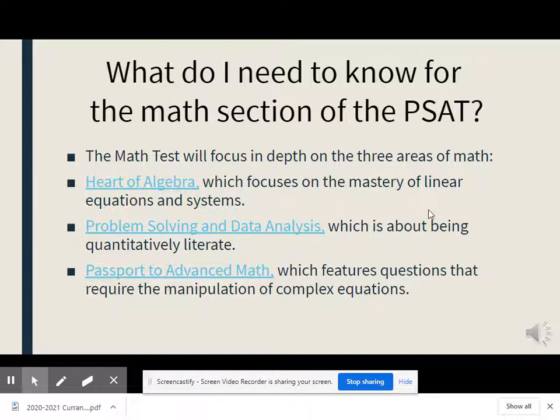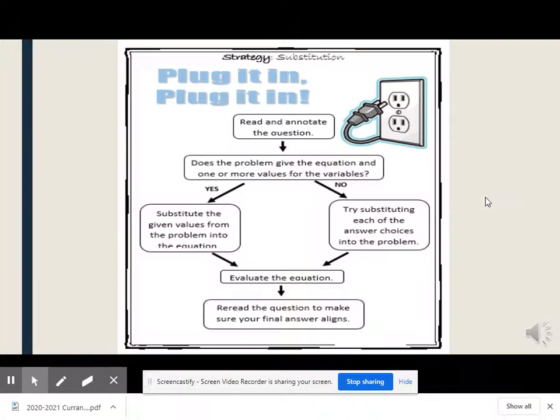The last section and the smallest subset is called Passport to Advanced Mathematics. These questions require you to manipulate some complex equations. Important to know that even though that says complex equations and advanced mathematics, the entire test can be completed with just knowledge of Algebra 1 and geometry.